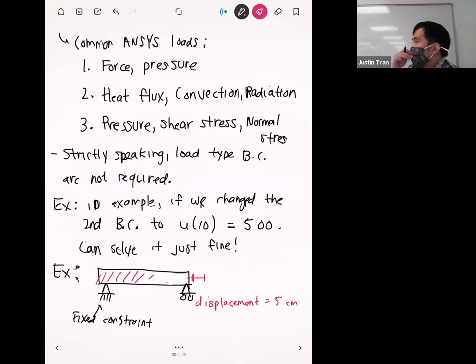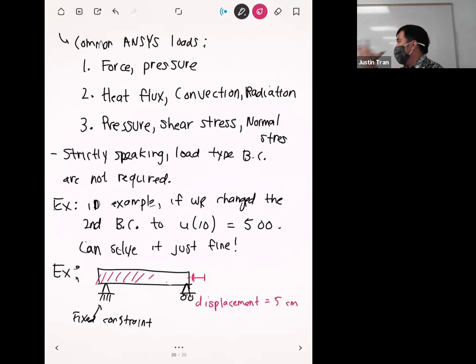But with that said, because we're using finite elements from a purely practical standpoint, to model physical engineering systems, 99% of the time you're going to have some kind of load, because that's often what you're interested in looking at. You have some kind of external force or external pressure on your structure, and you want to see how it deforms. So 99% of the time you are going to have a load, but strictly speaking, it's not actually required.